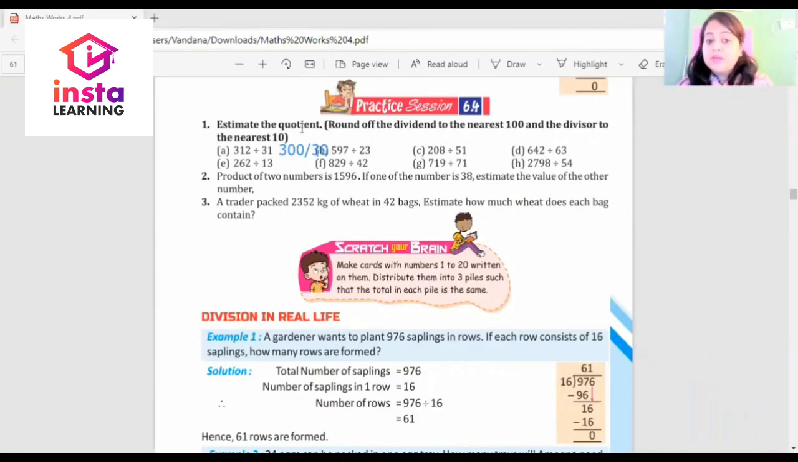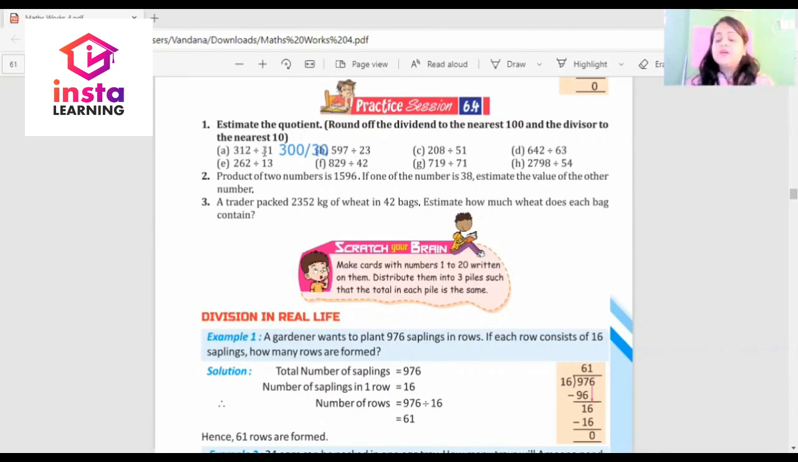Now, students, it's your 6.4 exercise. You have to first round off the dividend to the nearest 100 and divisor to the nearest 10. Follow the instruction written here. Estimate the quotient. So, students, 312 means you have to round off to the nearest 100 because it's your dividend.